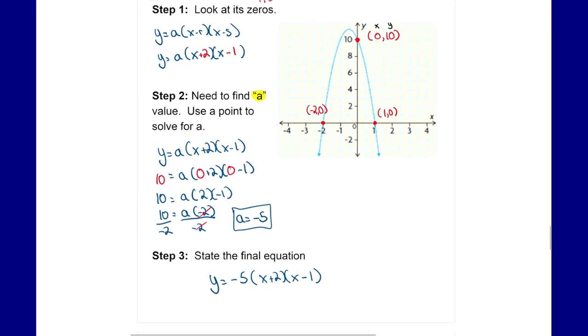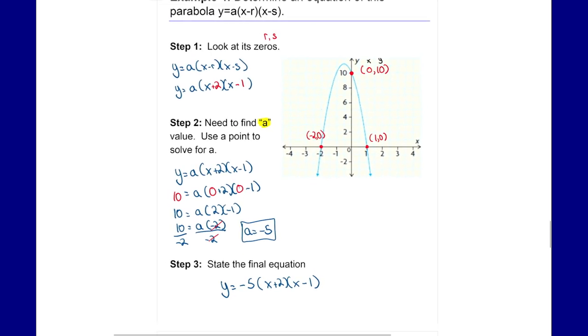So when we're trying to determine an equation for a model, right, we have to make sure that we are finding our zeros to replace the r and s. Then we're plugging in a point on the graph to fill in x and y and solve for a.